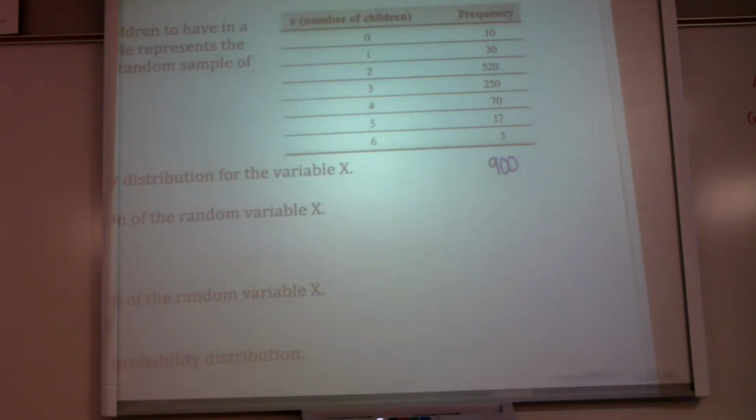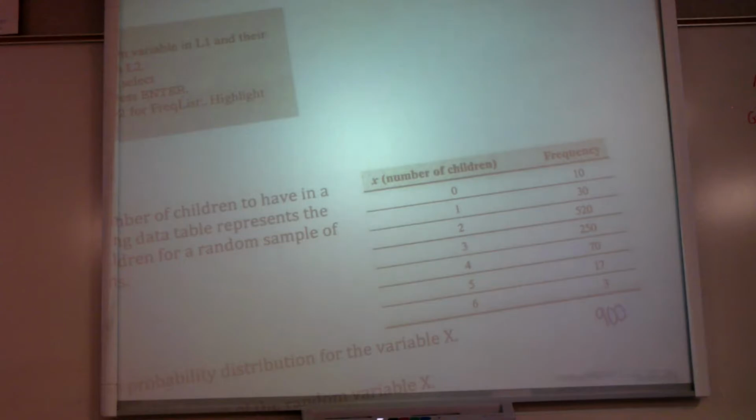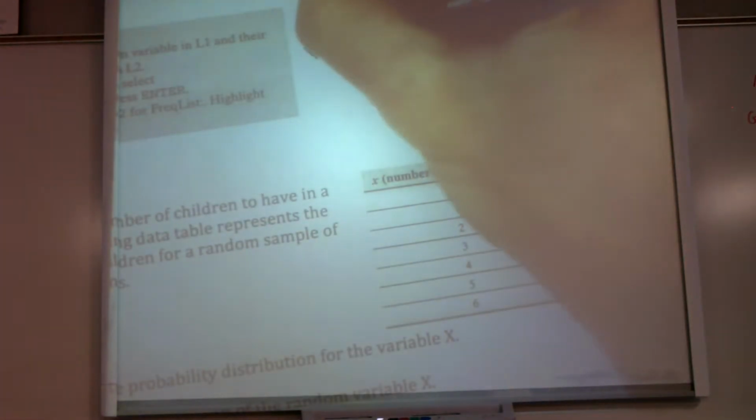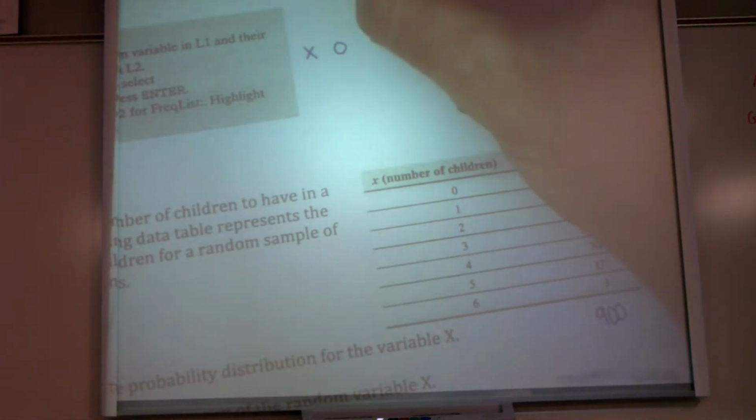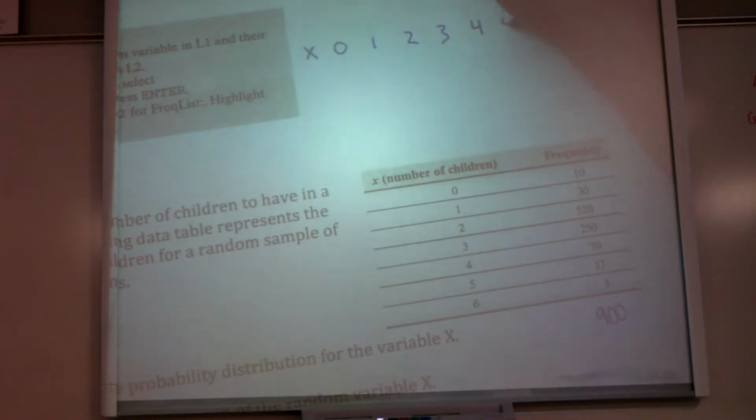Okay, now the first thing we're asked to do is to construct a discrete probability distribution. There's not a whole lot of room here, so what I'm going to do is just do this above this, okay? So what we're going to do are different values. Our random variable x is a number of children. So what were the different values we said x could be? You could have 0 children, and then you could go from 1 all the way up to 6.